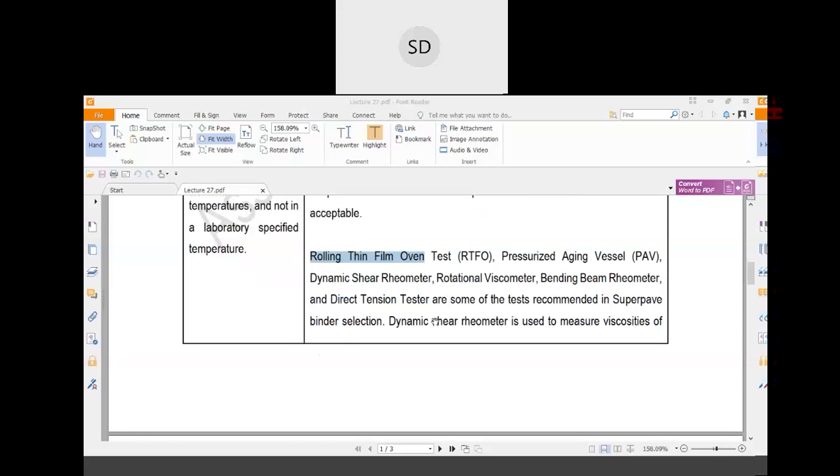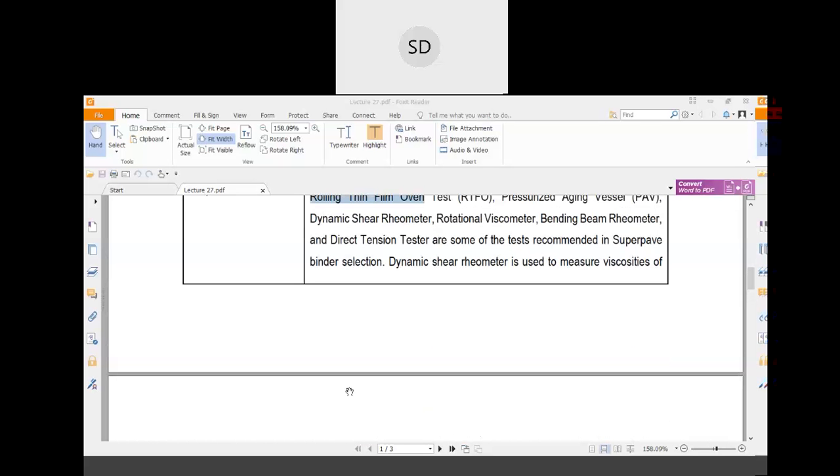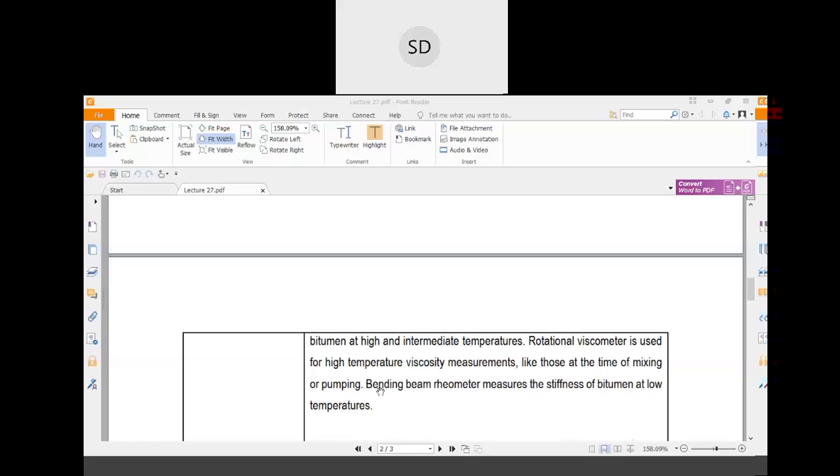Now, dynamic shear rheometer is used to measure the viscosities of the bitumen at high and intermediate temperatures. And rotational viscometer is used for high temperature viscosity measurement, like those at the time of mixing or pumping. So there are different types of instruments, and they measure the viscosity, but they measure the viscosity at different temperatures. Like for your dynamic shear rheometer, the dynamic shear rheometer is used to measure the viscosities of bitumen at high and intermediate temperature.